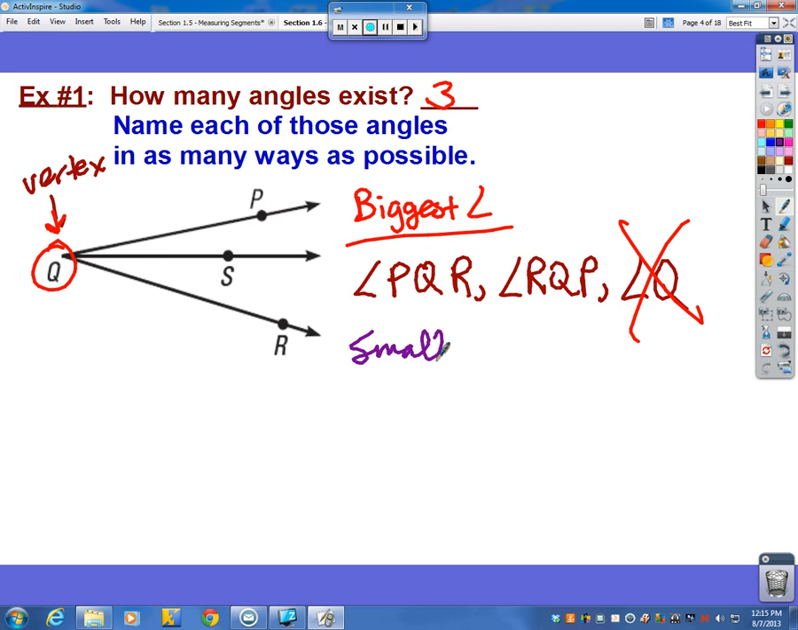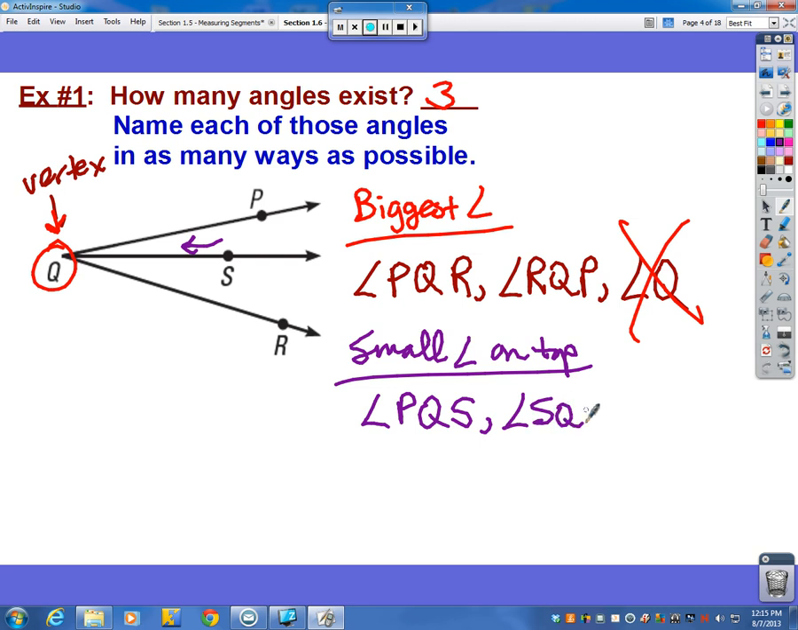So let's talk about the small angle on top. Okay, this guy right here. Again, I can't call it angle Q, but I could use the 3-letter format. And again, Q's got to be in the middle because it's still the vertex, it's still the elbow. So we could call it PQS, or angle, switch it around, SQP.